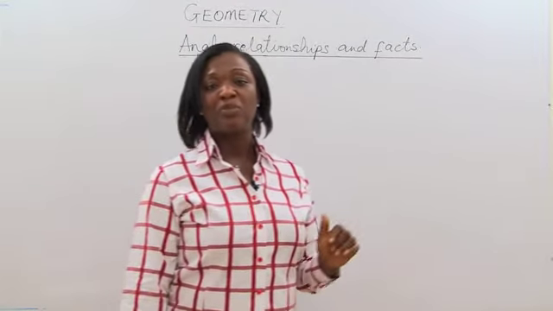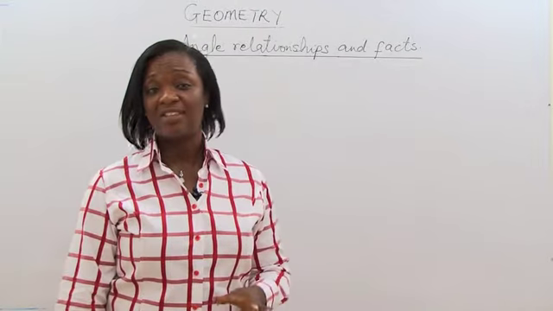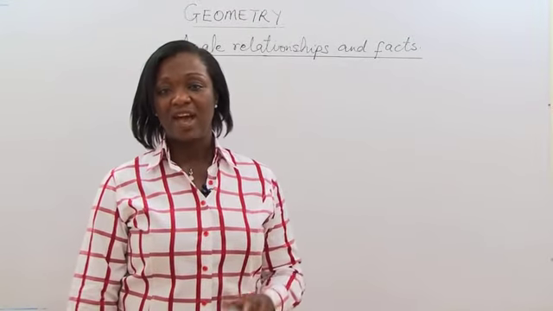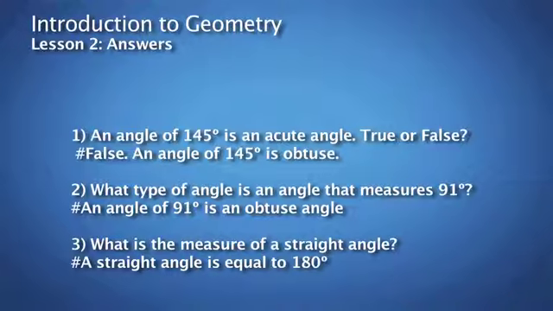But before we go there, we want to look at the answers to the last exercise on classifying angles. Here are the answers. Question 1. An angle of 145 degrees is an acute angle. True or false? The answer is false, because an angle of 145 degrees is obtuse. Question 2. What type of angle is an angle that measures 91 degrees? Answer is obtuse.